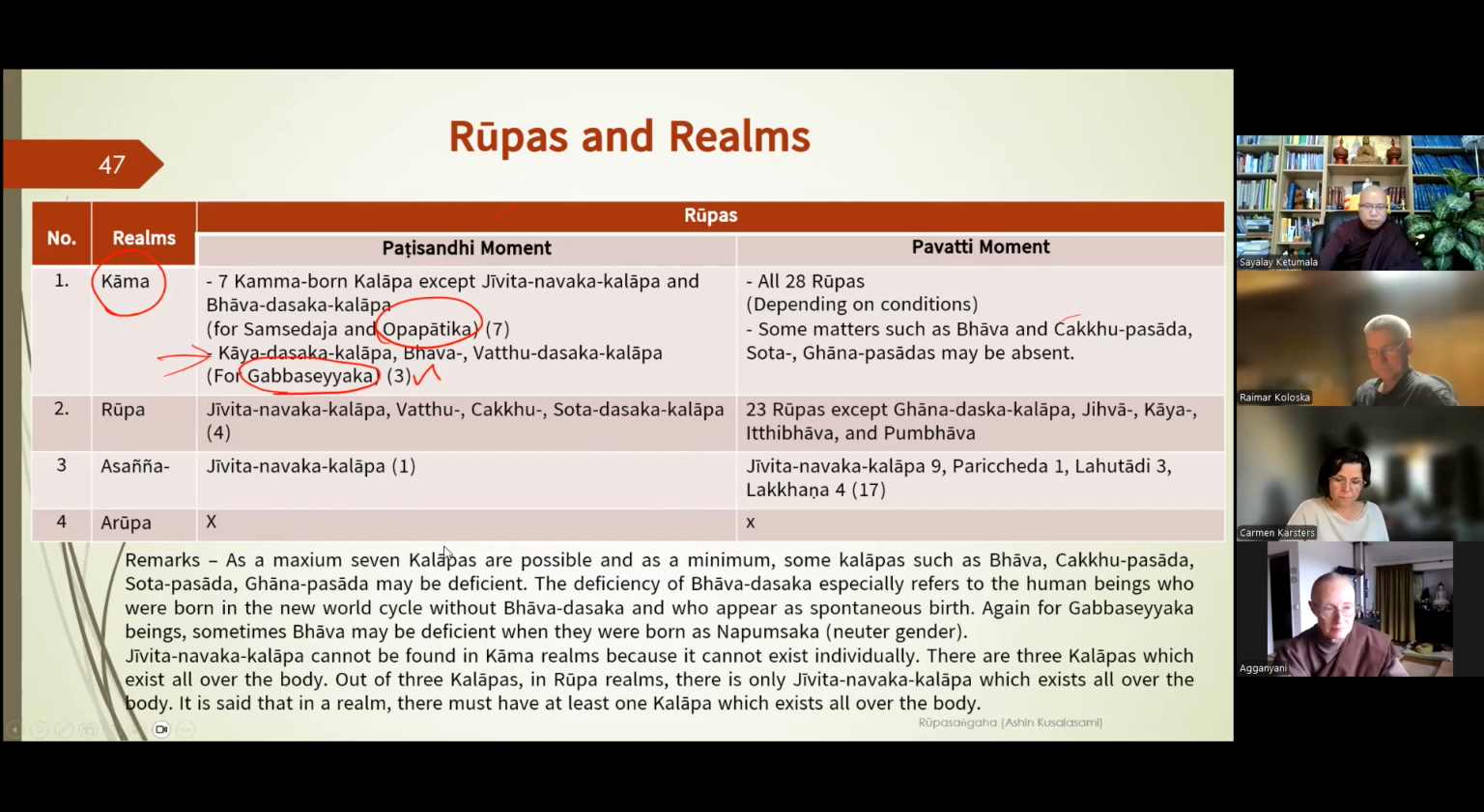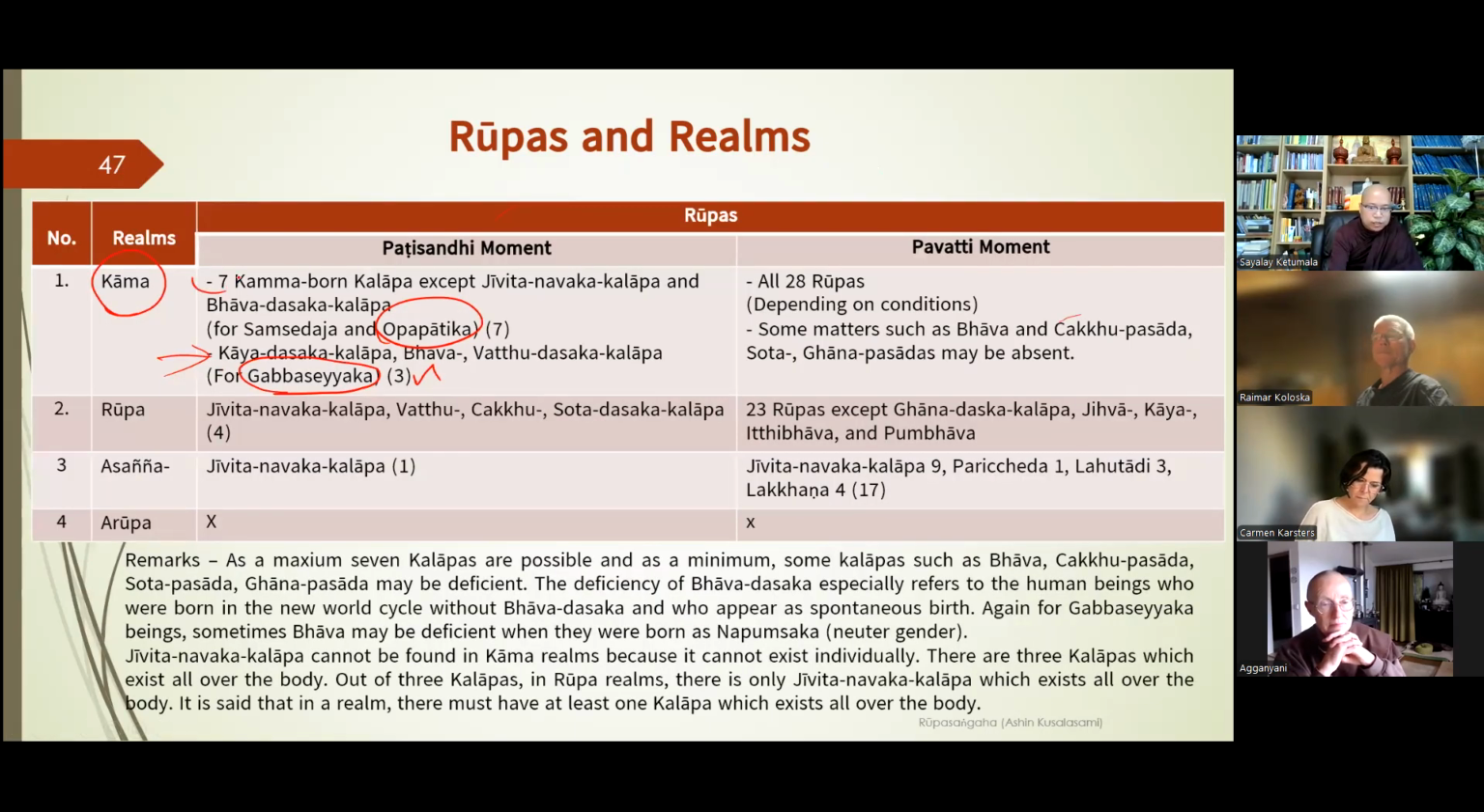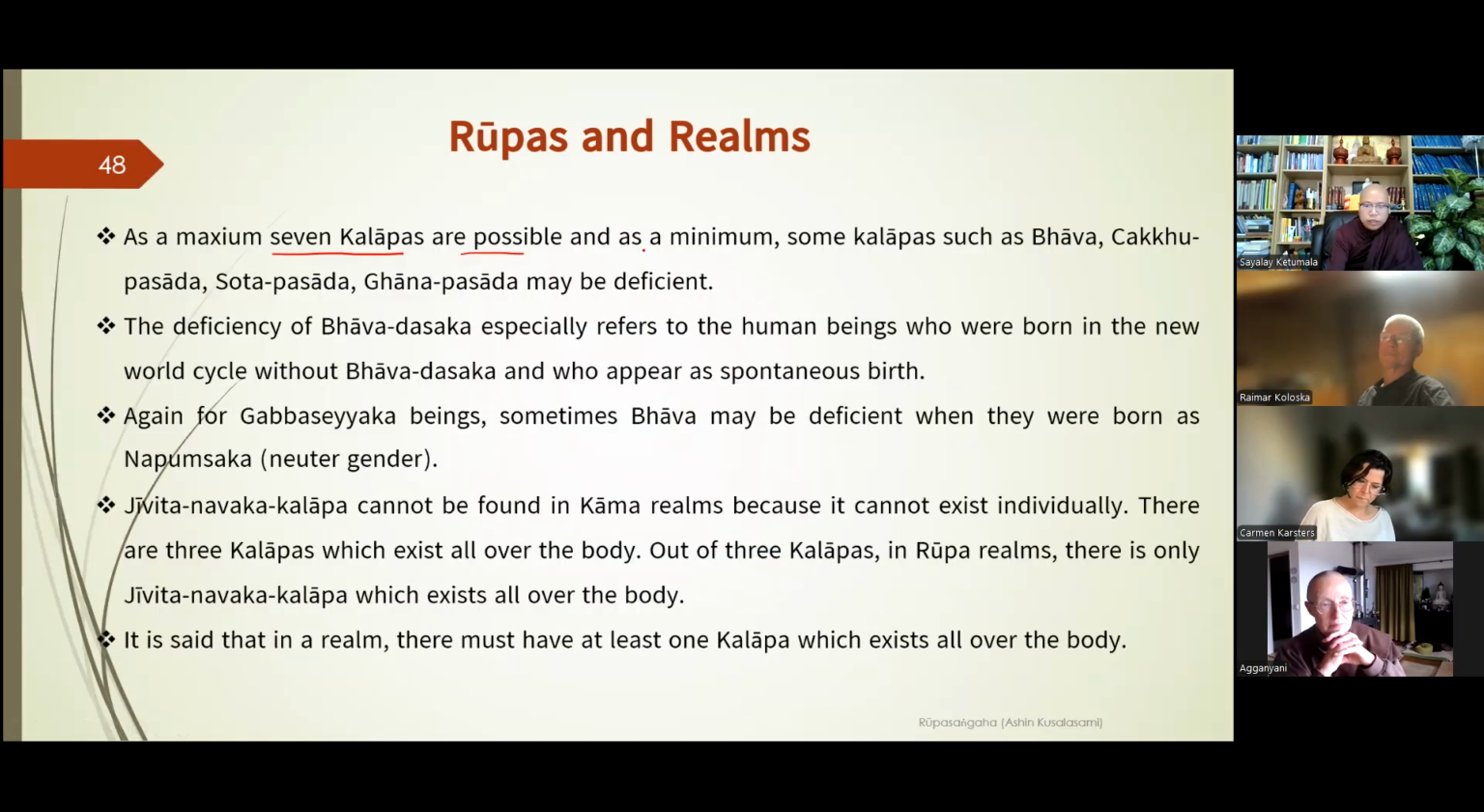I made a new page to be able to read clearly. So rupa realms remarks: as a maximum, 7 klabas are possible. And as a minimum, some klabas such as Bhava Dasaka, Chaku Dasaka, Sota Dasaka, Ghana Dasaka may be deficient or absent. And the deficiency of Bhava Dasaka. So it refers to this one.